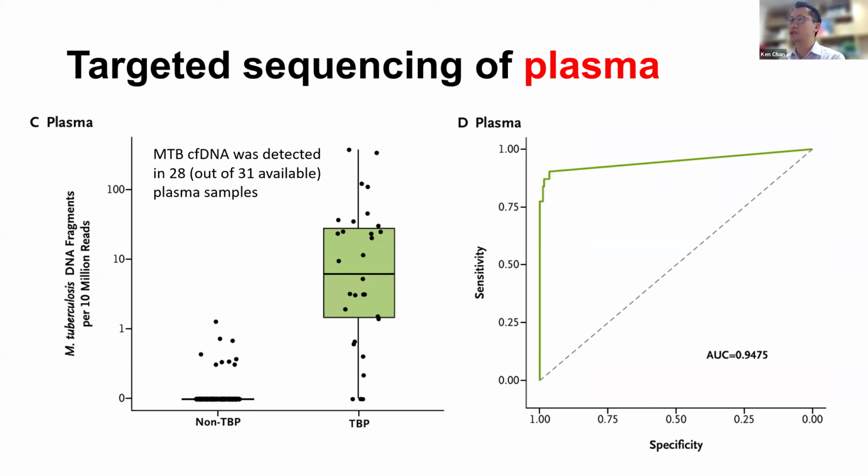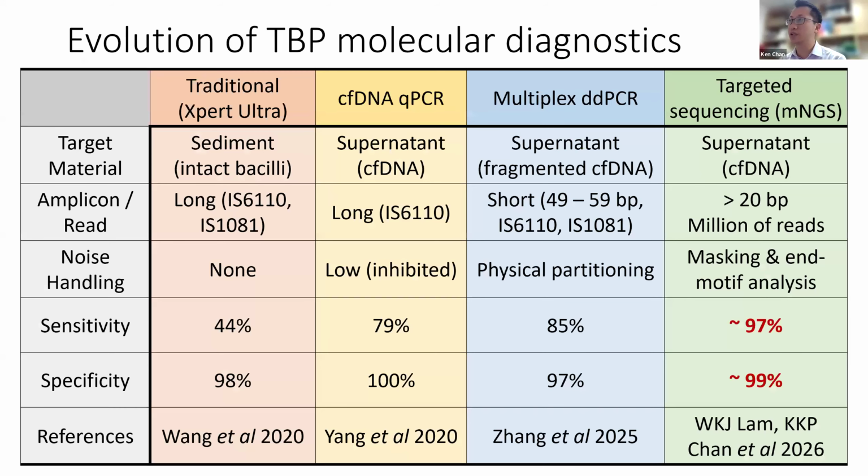The third utility is that we applied the same technology to plasma. Out of the 31 plasma samples available, we could find MTB cell-free DNA in plasma in 28 samples, which is also much higher than in the non-TBP cases. The AUC was approaching 0.95. So this is the summary. You can see the progressive improvement of sensitivity with different generations of molecular techniques, and now with the latest technique, we can boost the sensitivity to more than 95%.